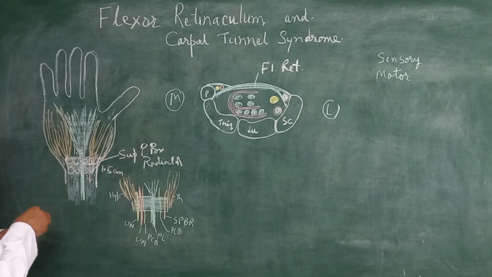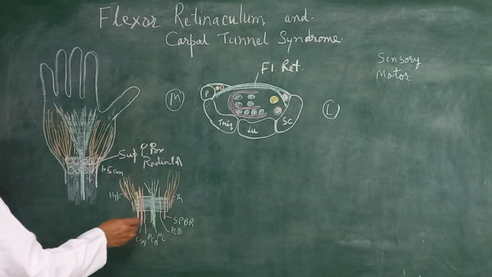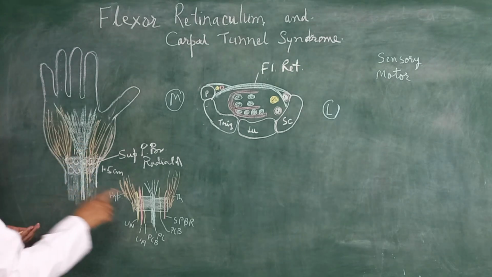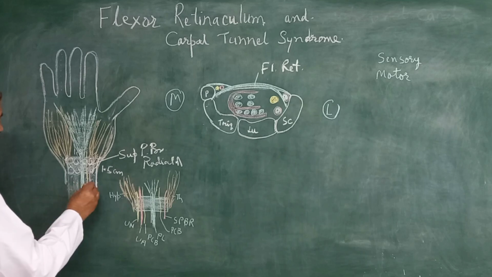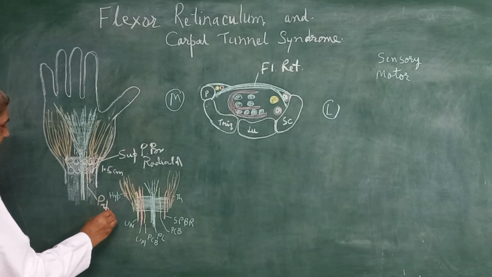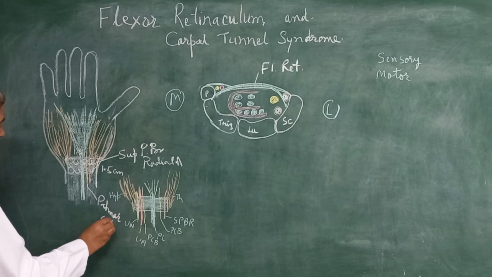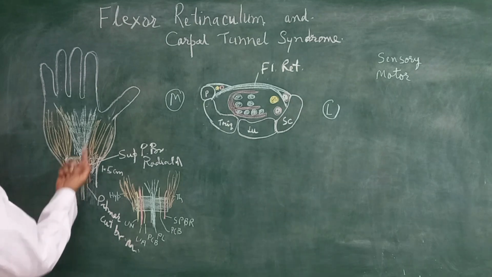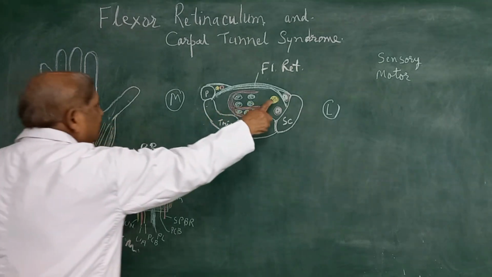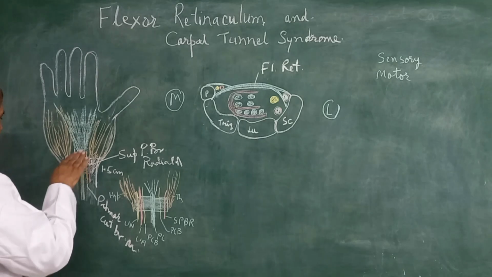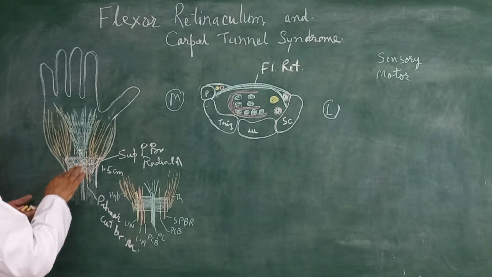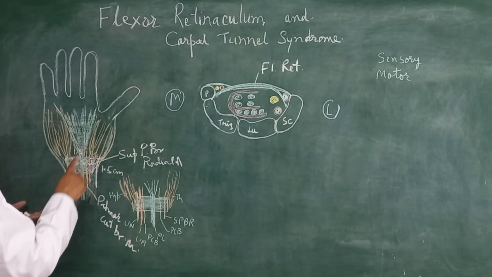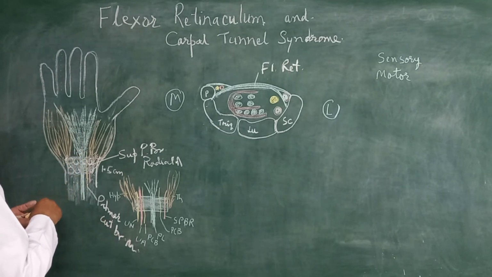Then will come a nerve which will lie here, and this is the palmar cutaneous branch of the median nerve. This branch is given before the median nerve enters deep inside. This is the median nerve which is entering deep inside the tunnel, deep to the flexor retinaculum. Just before it goes inside, it gives a branch, which is the palmar cutaneous branch.